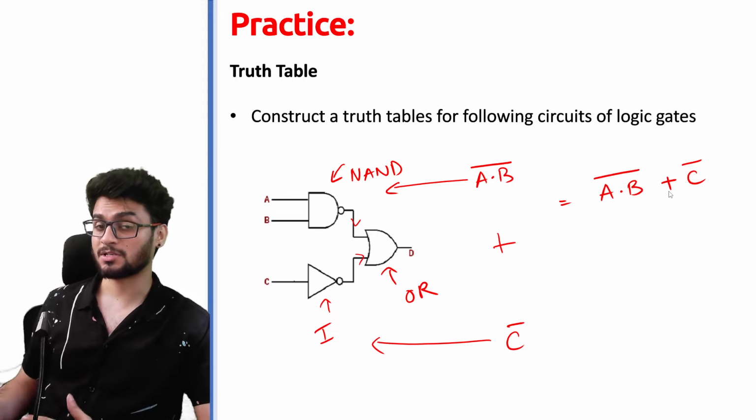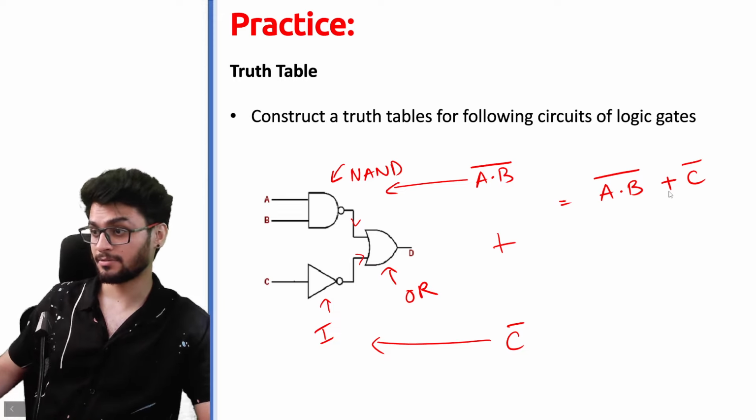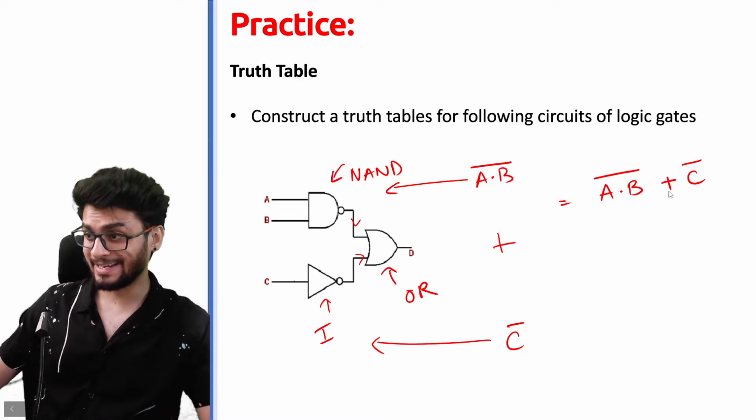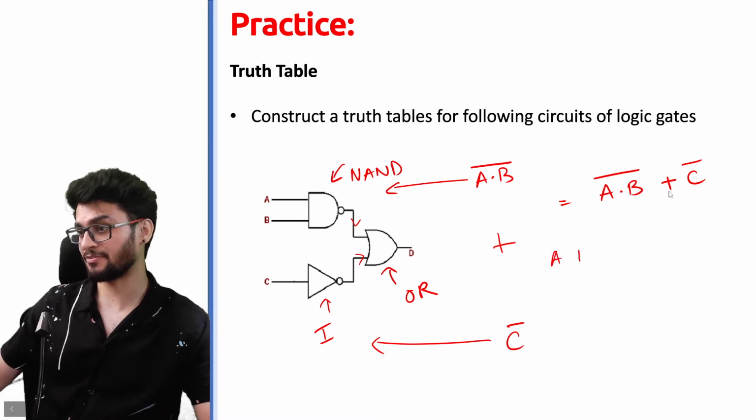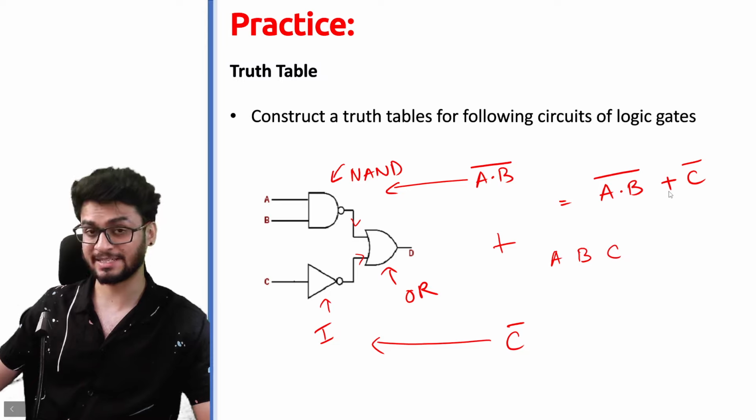So you have to construct a truth table. Now for that, I can just tell you how to create a truth table. First of all, aap apne sare variables likhoge. Aapke paas teen variable hai, A, B and C.